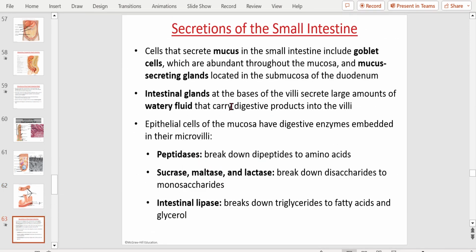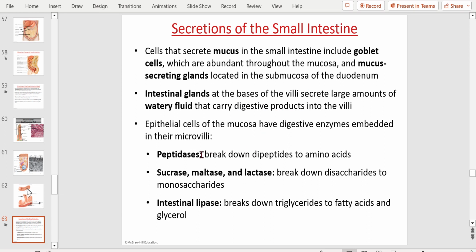Secretions of the small intestine. Mucus by the goblet cells, which are abundant throughout the mucosa. The mucus-secreting glands are located in the submucosa of the duodenum. Intestinal glands at the base of the villi secrete large amounts of watery fluid that carry digestive products into the villi. Epithelial cells of the mucosa have digestive enzymes embedded.